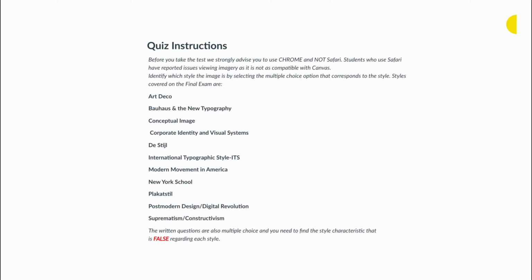Here are the directions for the final. It's just like the midterm. Part of the test will be statements about style characteristics, and your job is to find the answer that is false. And the other part is image identification.